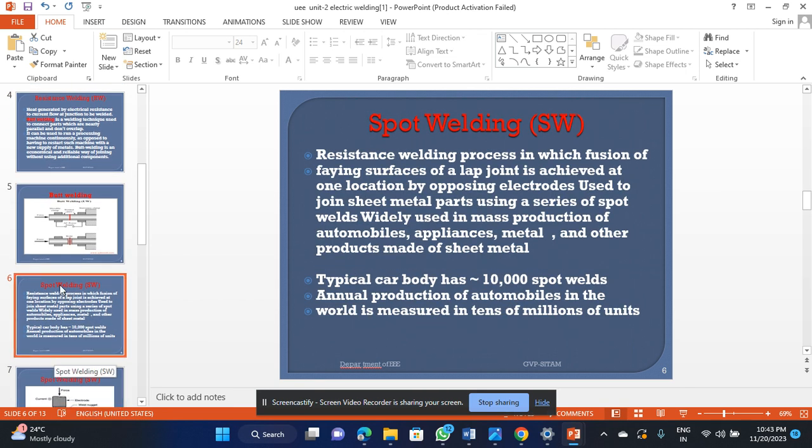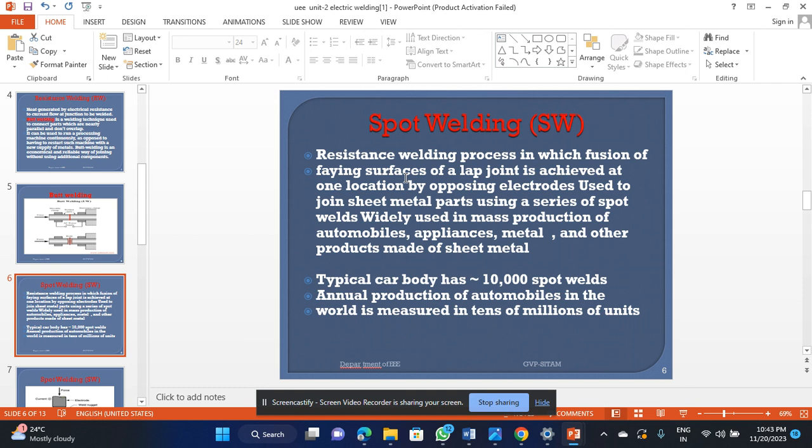So next one is spot welding. Spot welding means a particular point, a spot, is to be welded. It is also a resistance type welding process, in which fusion, as I already told you, means some filler material you can fill, and you apply the heat energy so that the two metal pieces are welded.